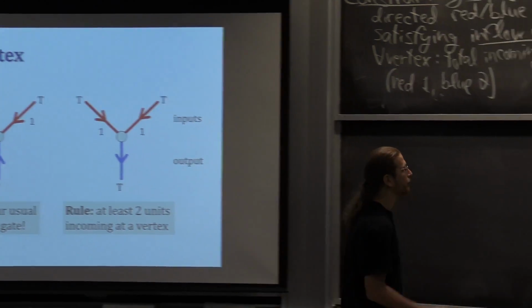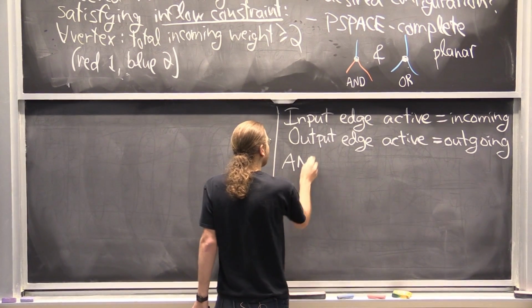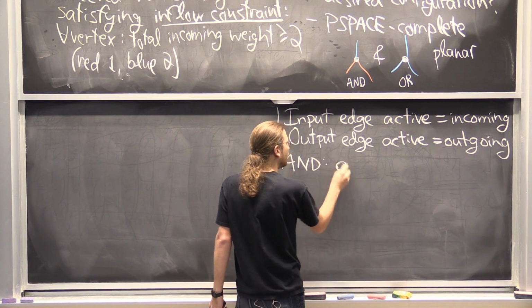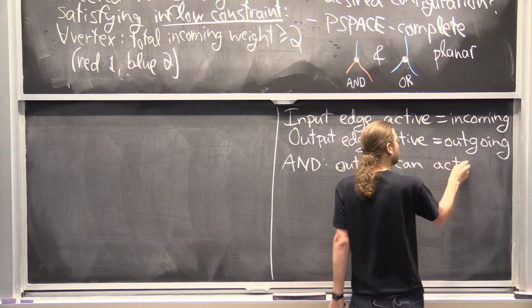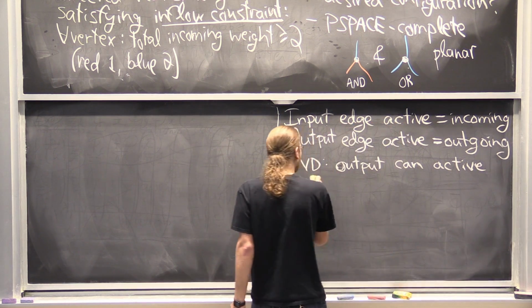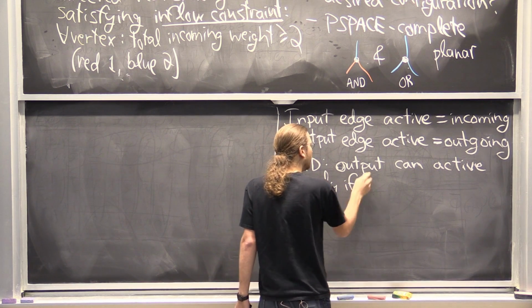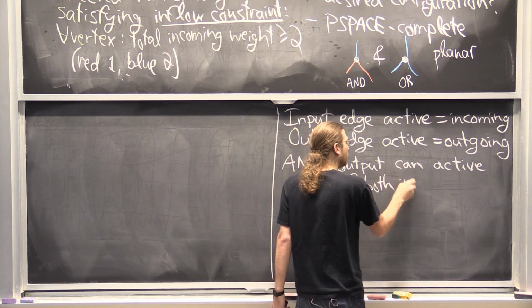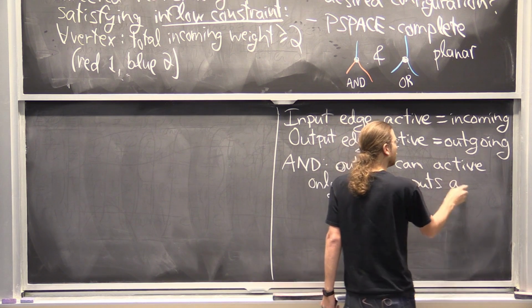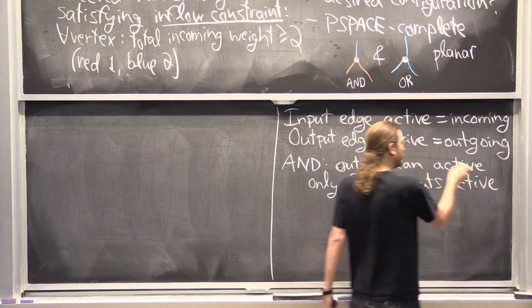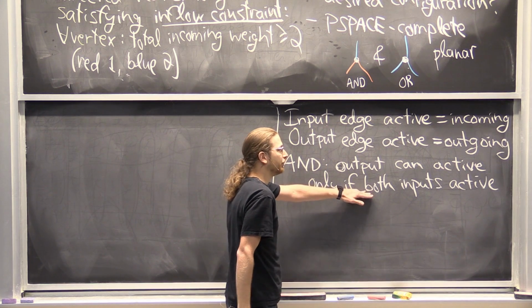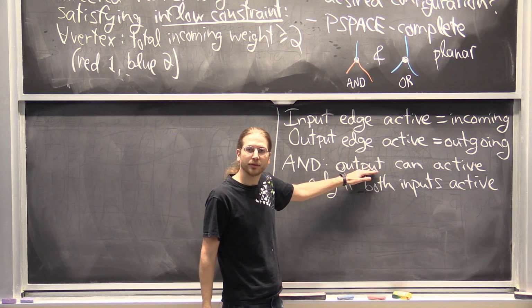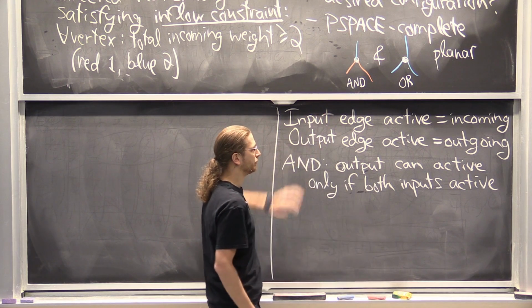And for an AND gate, the property of an AND gate is that the output can activate, doesn't have to, only if both inputs are active. Okay, so in this language, you can see that it's an AND gate. You need both of the inputs. The AND of the inputs should be active in order for the output to activate. So that's why we do this asymmetric thing.